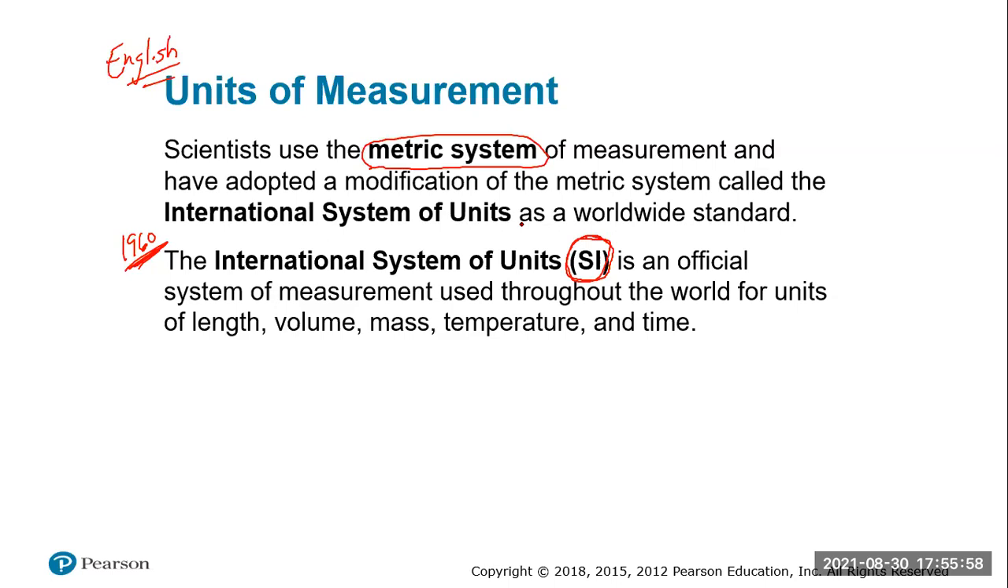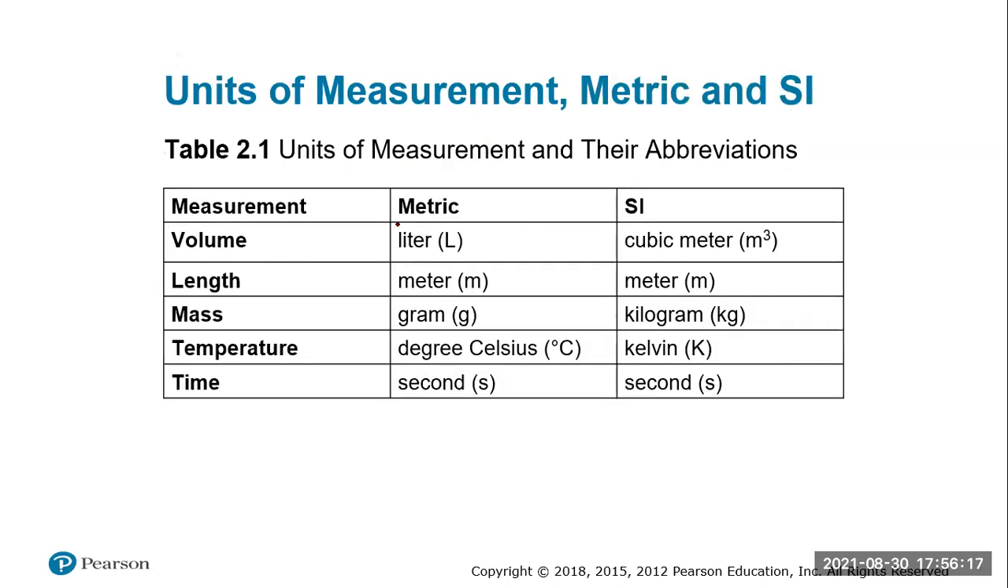And in chemistry, we use the SI units. For the most part, it's pretty much like the metric system. We use it for things like length, volume, mass, temperature, and time. Here are some common SI units that we come across. This table is from your book as well.